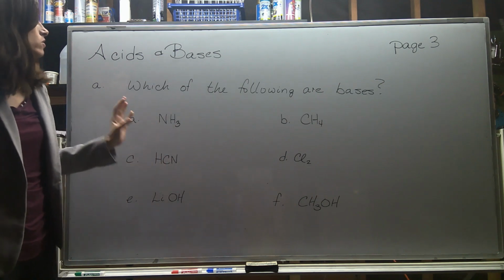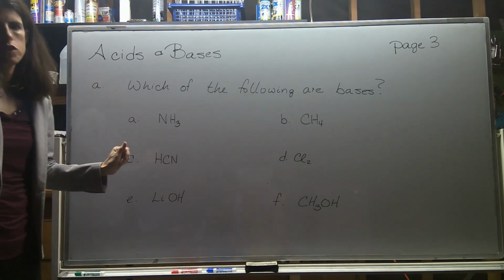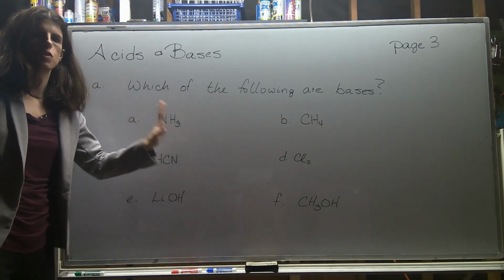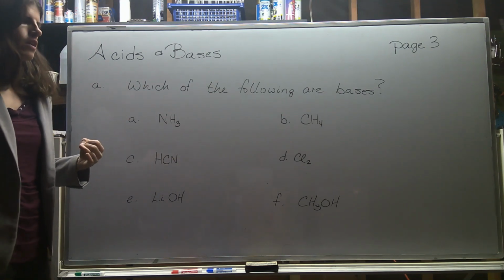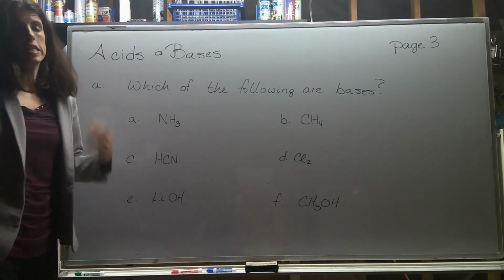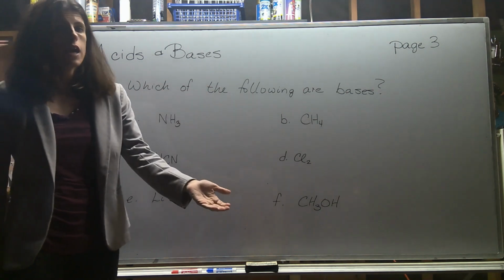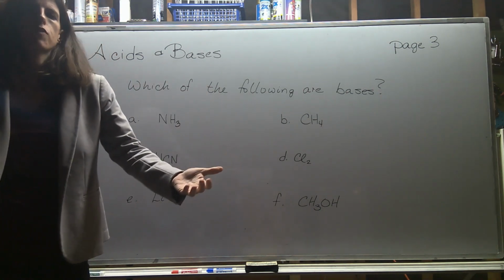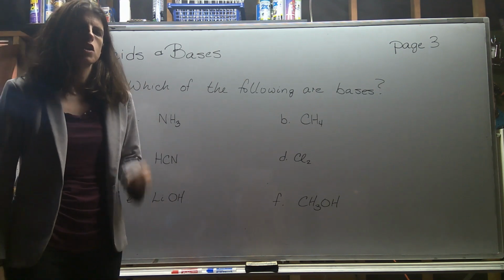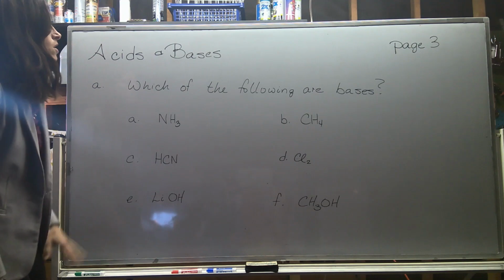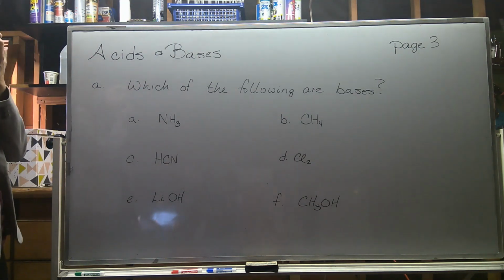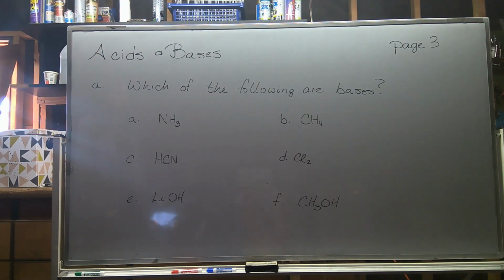So it's important to be able to identify species as either an acid or a base, especially when you need to predict the products, because we need to know, is it going to do an acid-base neutralization reaction, or is it going to do another type of reaction, like a precipitation reaction? So you want to feel confident identifying your acids and bases. We're going to practice that a little bit here. So which of the following are bases?